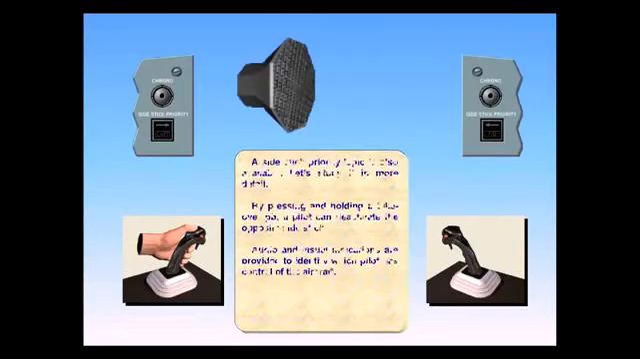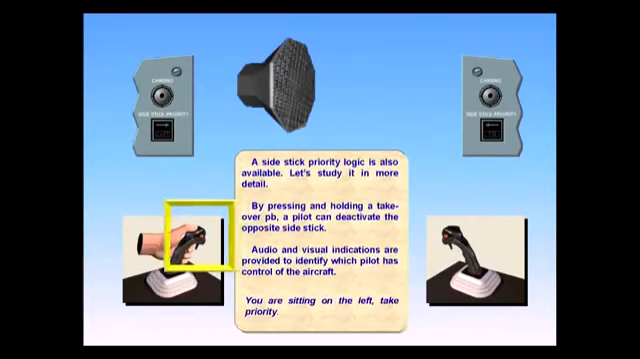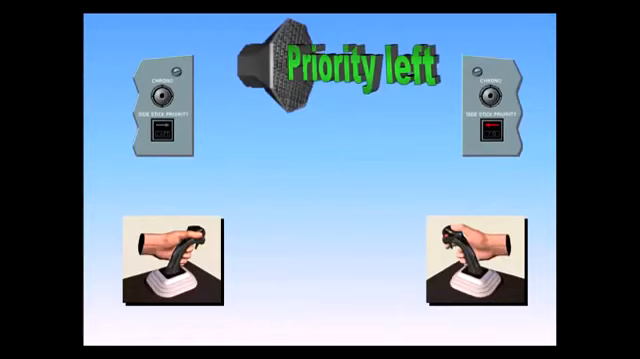You are sitting on the left. Take priority. Priority left. You heard the audio warning. Notice there is also a red side stick priority arrow in front of the first officer, indicating that his side stick is inoperative. The arrow points left, showing that the captain has control. If the first officer had taken over, the message would have been priority right, and the red arrow in front of the captain would have illuminated.